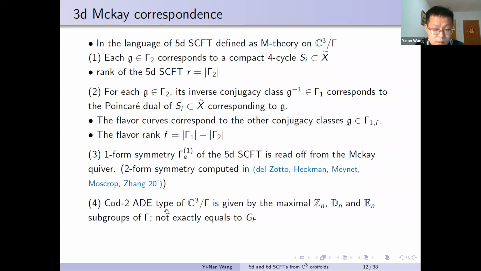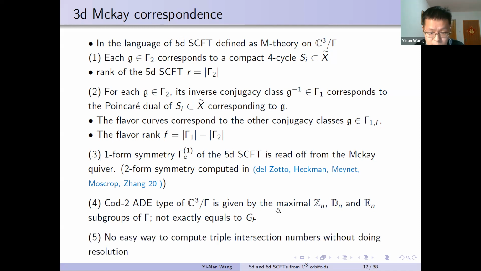Whenever the C3 mod gamma is non-isolated, then for the codimension 2 singularities, the ADE type of these singularities can be resolved by the maximal An, Dn, or En subgroups of gamma. Here these just mean some finite subgroups of SU2. Nonetheless, as I will discuss later, these will not give you exactly the actual flavor symmetry group GF. So this is still an unsolved question. In principle, you still have to do the resolution if you want to learn about this. Finally, for the triple intersection numbers, which is crucial physical data, there's no easy way to compute them without doing resolution either. So I will not talk about them in the McKay correspondence section.